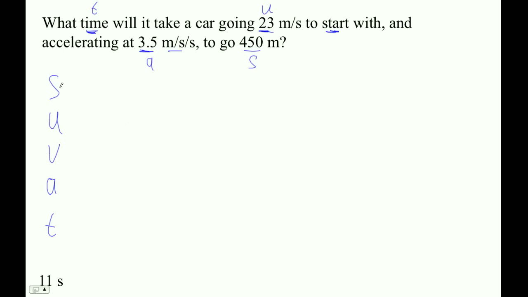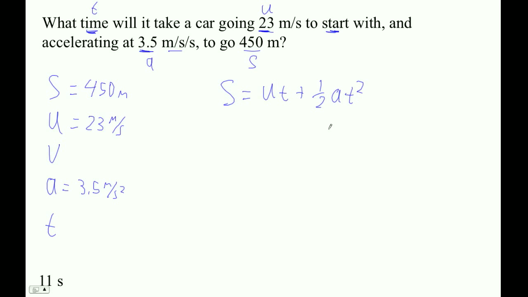Okay, displacement is 450 meters. That's our S. Our acceleration, no doubt about it, has got to be 3.5. Okay, our initial velocity is 23. And then it says, what's the time? It would be very nice to use a formula that doesn't have a V. And in fact, we have a formula. That formula is S equals UT plus 1/2 AT squared.